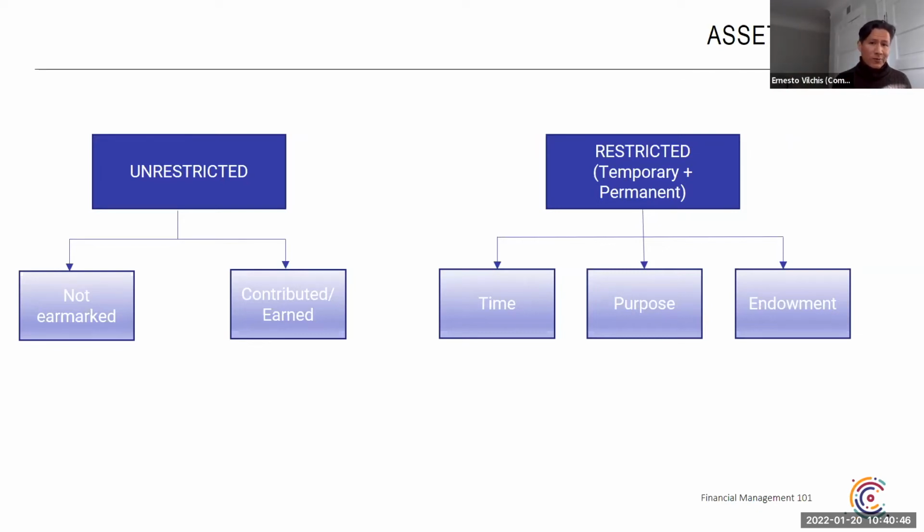From an organizational perspective, net assets without donor restrictions are more desirable because they give you more flexibility to use them as you see best, as best suits the organization. So that is just a brief overview of the balance sheet.